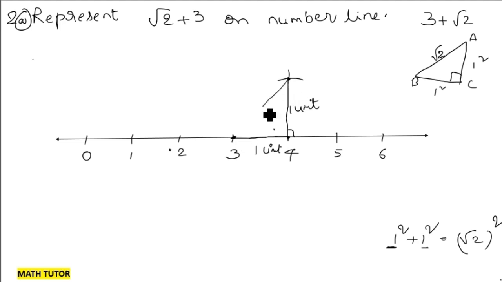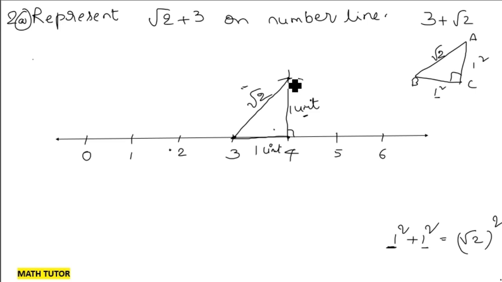Now join these 2 points. This is what is root 2. So exactly as in a triangle, we consider a triangle on the number line. This is 1 unit, this is 1 unit, you got root 2, that's the side. Clear?